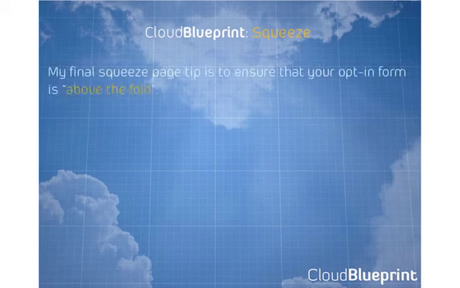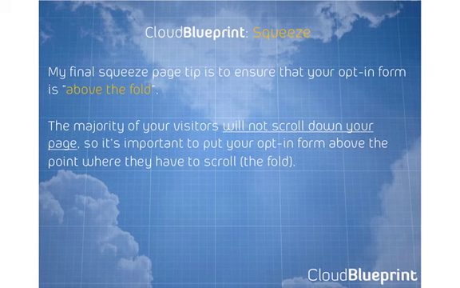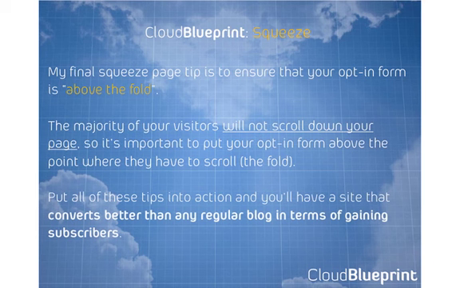My final squeeze page tip is to ensure that your opt-in form is above the fold. The majority of your visitors will not scroll down your page, so it's important to put your opt-in form above the point where they have to scroll, the fold. Pull all of these tips into action and you'll have a site that converts better than any regular blog in terms of gaining subscribers. So, squeeze page setup is very simple.